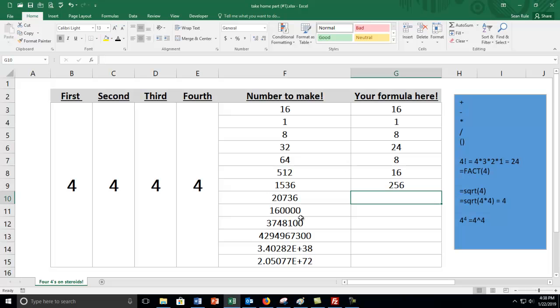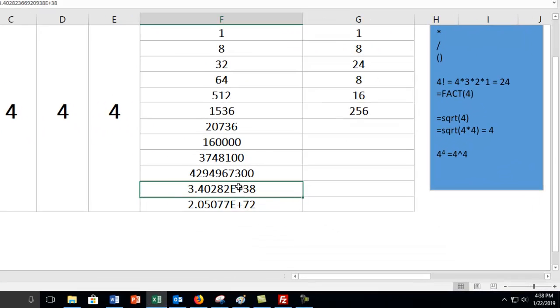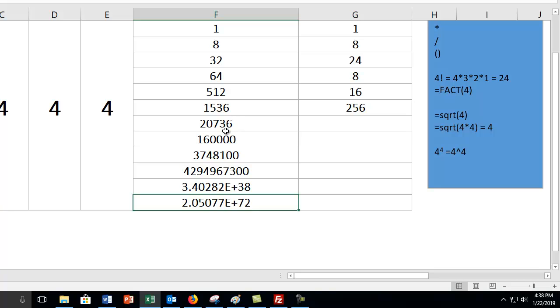The last thing I want to talk about is just these numbers down here at the bottom. These other numbers are fairly straightforward. 1,536, 20,736, 3,748,100. Those are all fairly straightforward. Then you get down to the slightly larger ones. This is 4.3 billion. That's a big number, but not an unheard of number. But then you get to these monsters down here.